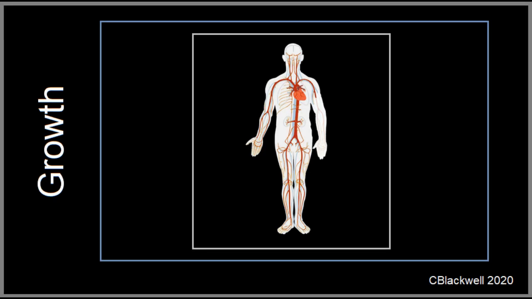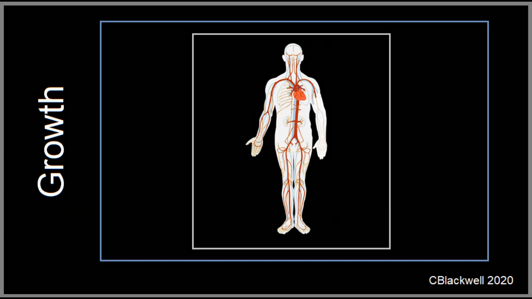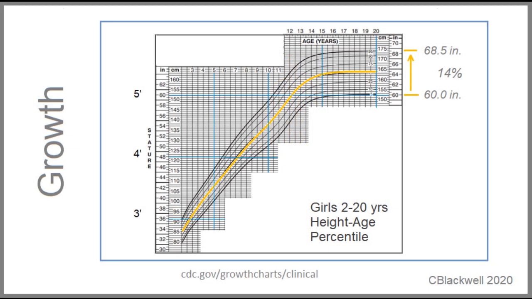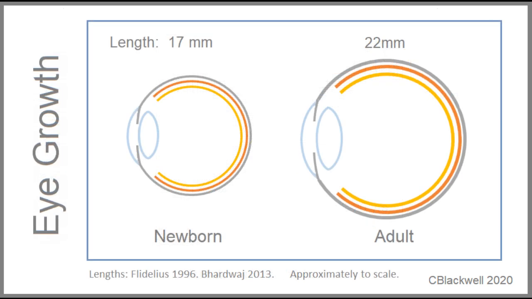Let's talk about growth. Consider that your body and the organs that make it up are not random sizes and shapes. Rather, from person to person, they are all remarkably uniform. Take height, for example. Growth charts show how tightly regulated control systems are. Girls at age 20 have only a 14% spread of values from the 5th to 95th percentile. Regarding the human eyeball, here comparing relative sizes of newborn and adult.